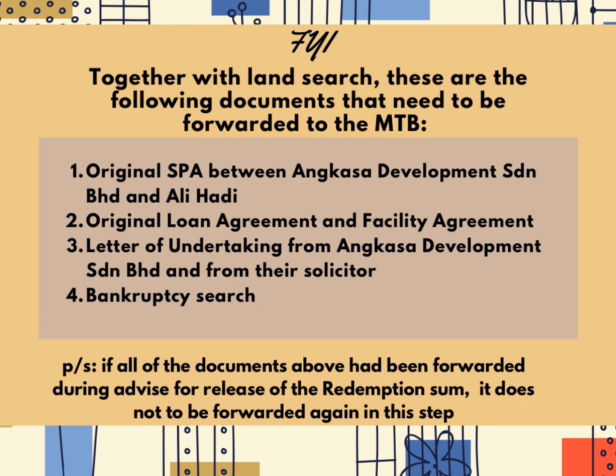First, the original sale and purchase agreement between Angkasa Development Sdn Bhd and Ali Hadi. Second, the original loan agreement and facility agreement. Third, the letter of undertaking from Angkasa Development Sdn Bhd and from their solicitor. And lastly, the bankruptcy search. However, if all of these documents had been forwarded during the advice for release of the redemption sum, they do not need to be forwarded again at this stage.